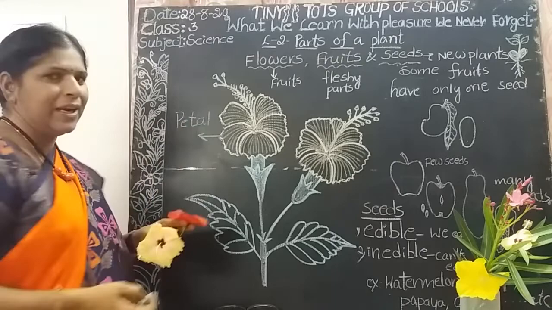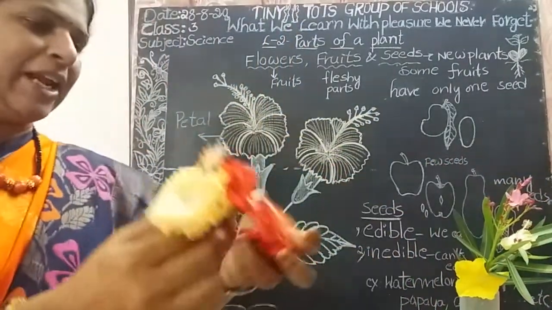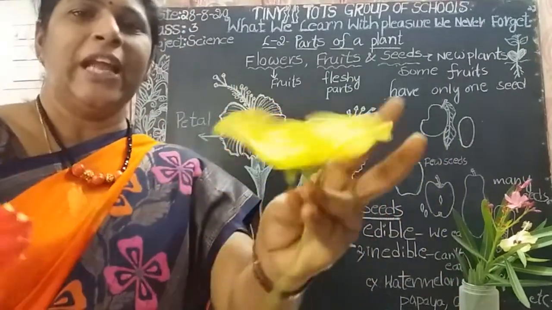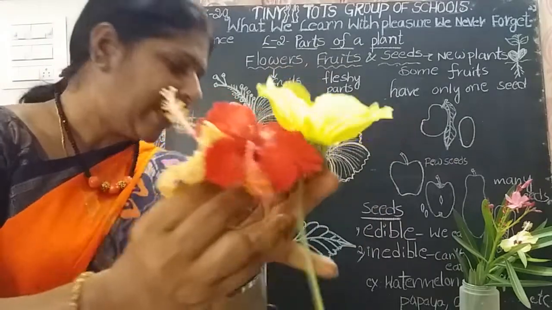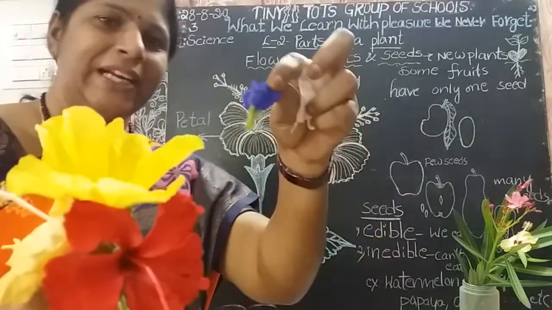P-E-T-A-L, petal. Okay, now, what is the name of this, ma? See here, there are a number of flowers also. This is the yellow color, this is the red color. Okay, this is the white color. Okay, this is the violet color.